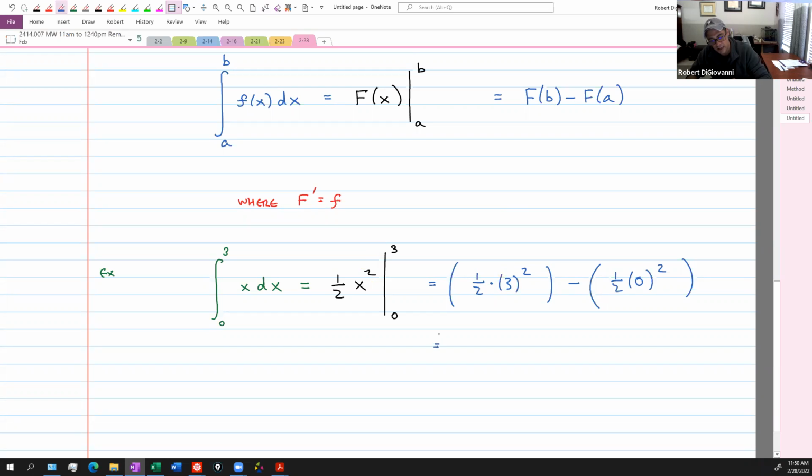And this gives me 9, and then half of 9, 9/4. I'm going to put 9 over 4. I'm sorry, 9 halves. Sorry, 9 over 2. And then minus nothing. So my answer is 9 halves. That's the area, the exact area.